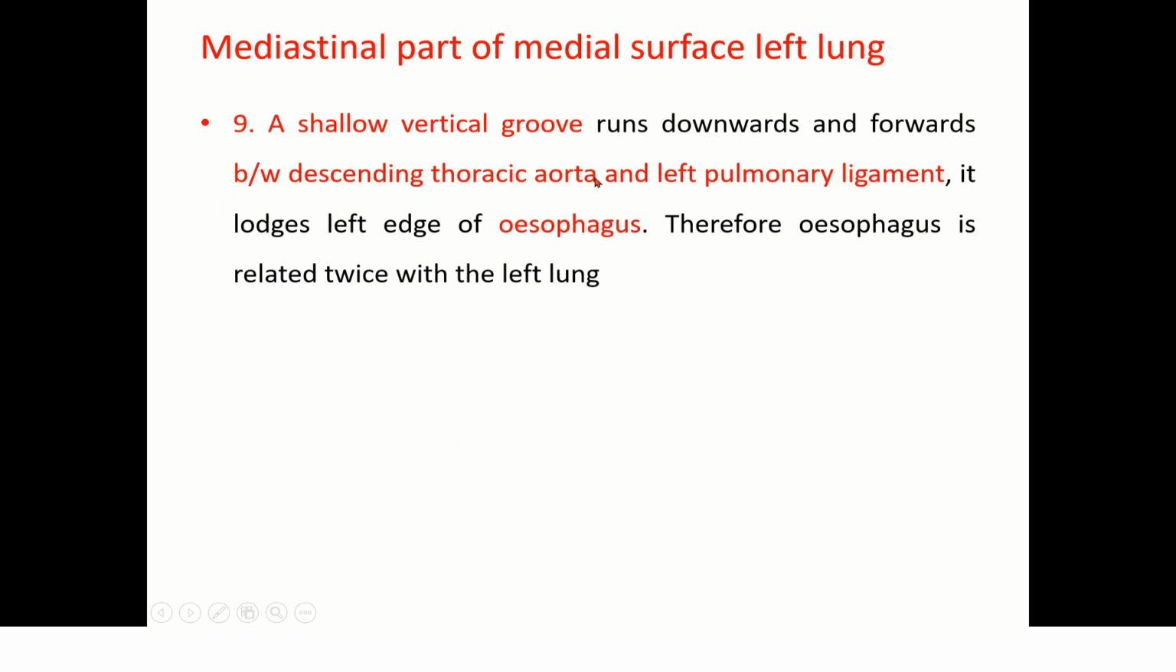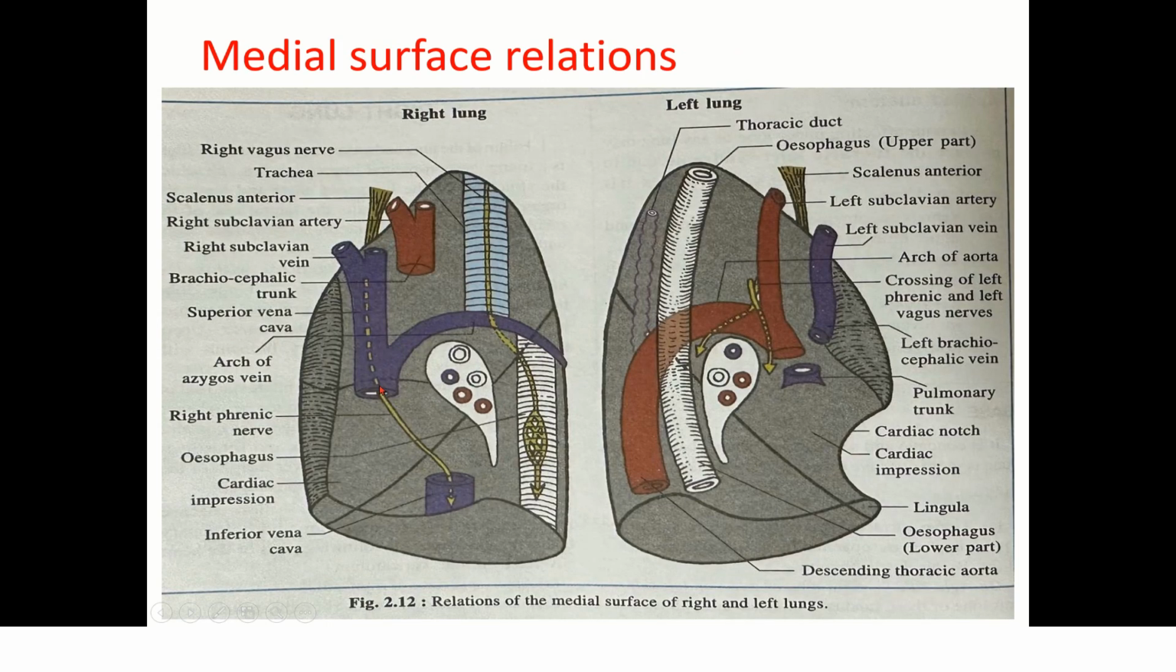And there will be a shallow vertical groove running downwards and forwards between the descending thoracic aorta and the left pulmonary ligament. So it is related to the left edge of the esophagus. I have shown this in the diagram. Therefore, the esophagus is related twice with the left lung. You can see here the esophagus is related twice with the left lung.